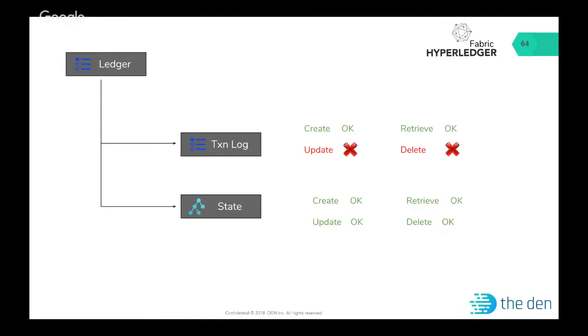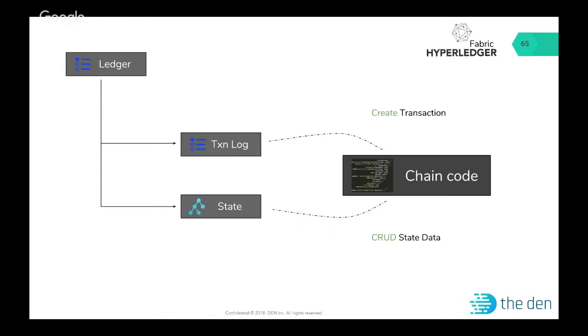And for the transaction log, you can't update or delete in it. It records everything. If there are 15 different updates, the transaction log holds all 15 of those updates, and you can't delete anything. But on the state ledger, you can delete stuff, right? It's like a traditional CRUD, basically. And both of these are affected by the smart contract.